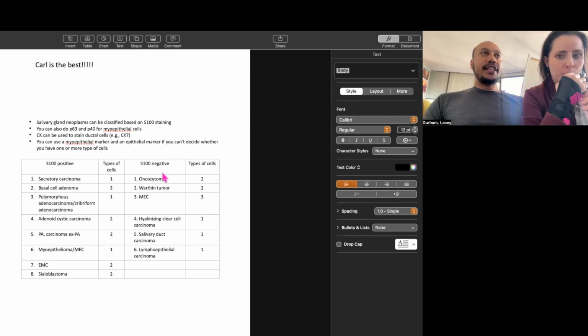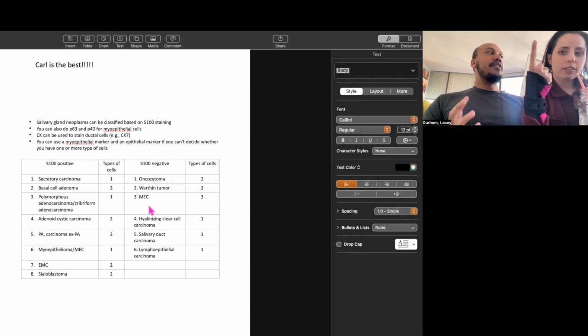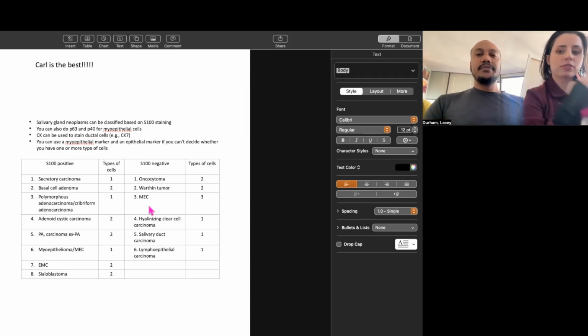Oncocytoma: most people think that oncocytoma is just the oncocytic cells, which is one population, but you do actually have an epithelial and myoepithelial component. Warthin tumor similarly has an epithelial and myoepithelial component, so two populations. In addition to that, you have a lot of lymphoid cells, right? Mucoepidermoid carcinoma, you have the mucocytes, you have squamoid or squamous cells, and you have intermediate cells.